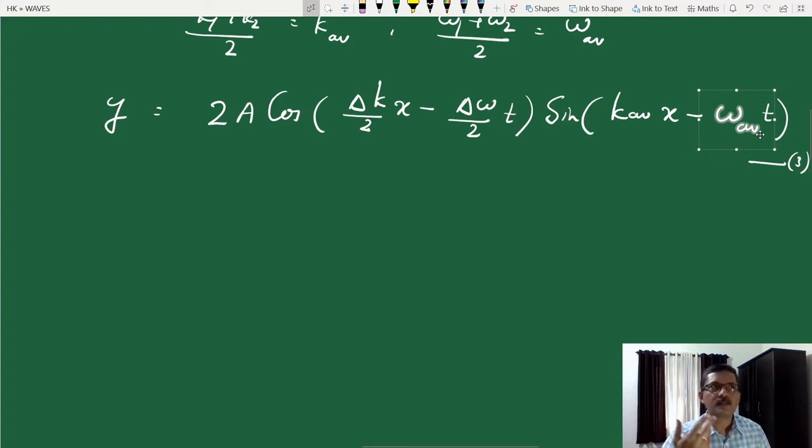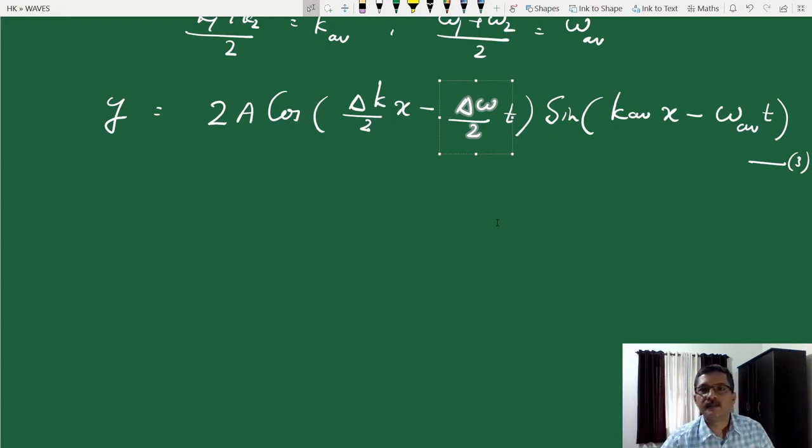So let's assume that omega 1 and omega 2 are very close together. So omega average is approximately the same as omega 1 or omega 2. So it's a large frequency. Whereas the frequency of this oscillating cosine term is delta omega by 2. It's a very, very small frequency. Delta omega is the frequency difference between the two waves, so it's very small.